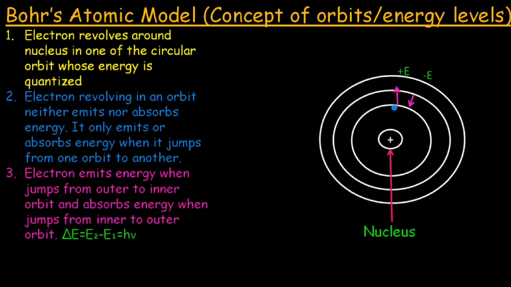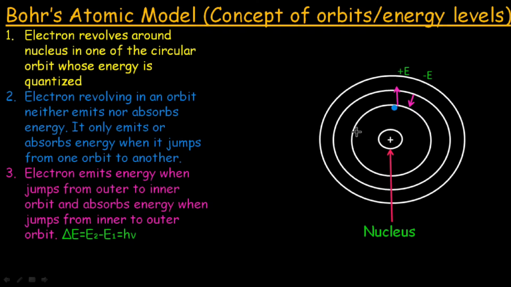The difference of energy between these two states is given by delta E, which is equal to E2 minus E1. E2 is the energy of the electron in the newly occupied orbit, and E1 is the energy of the electron when it was in its native orbit. That is equal to h nu, where h is Planck's constant and nu is the frequency. And h nu is the photon of light, which means that the electron jumps from one orbit to another orbit and emits or absorbs a photon of light.